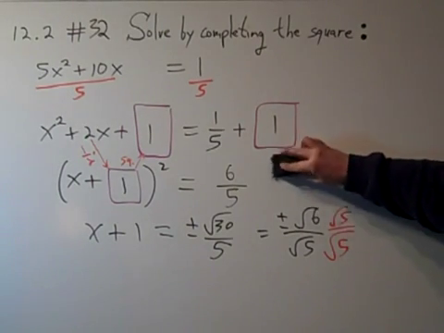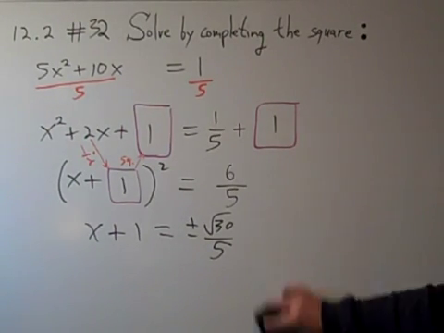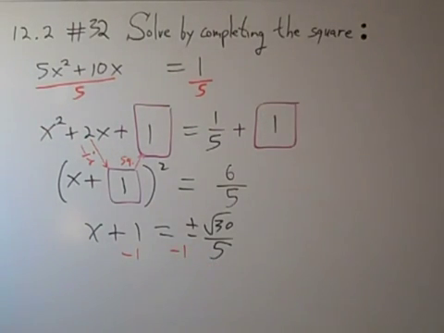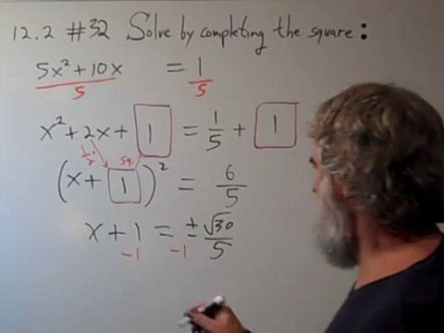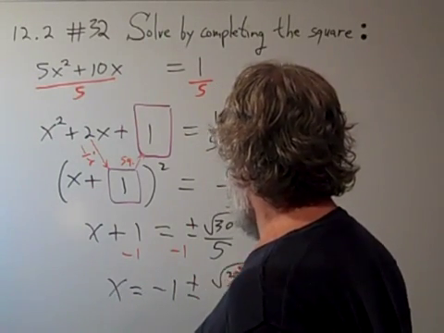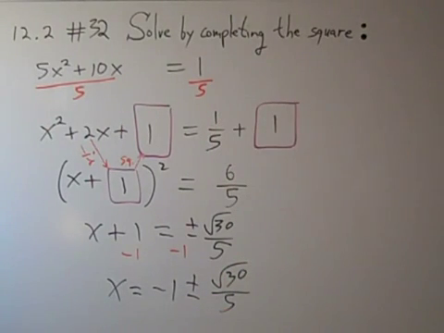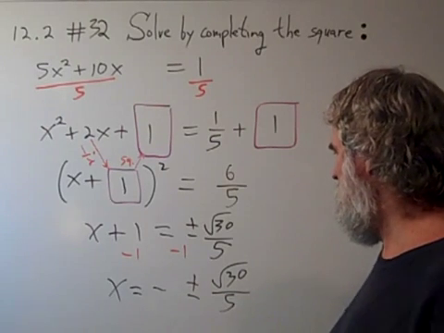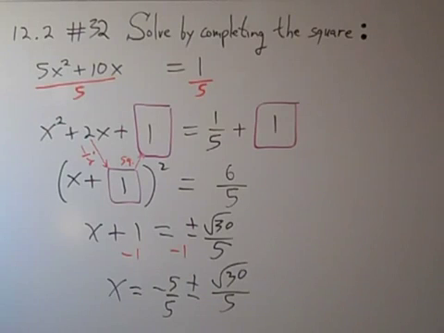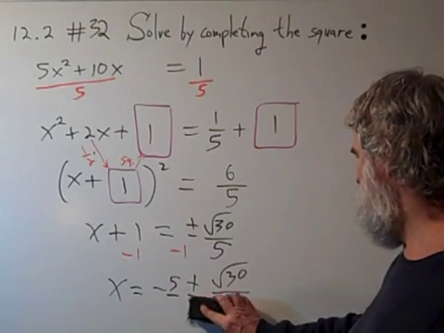So now, all we need to do is subtract 1 from both sides. And we get that x equals negative 1 plus or minus radical 30 divided by 5. And negative 1 is the same as negative 5/5. So we have a common denominator. We can write it under this common denominator of 5.